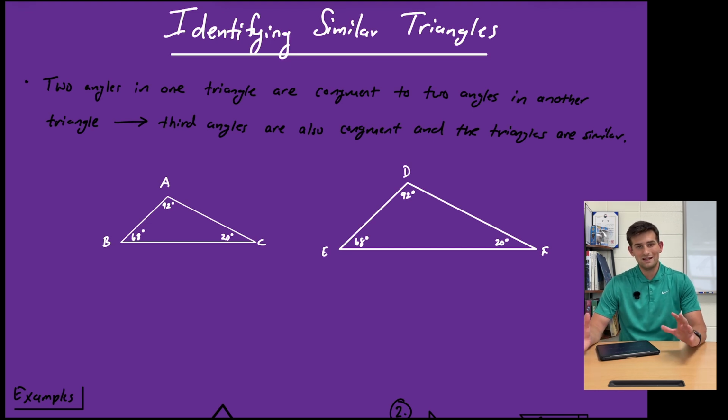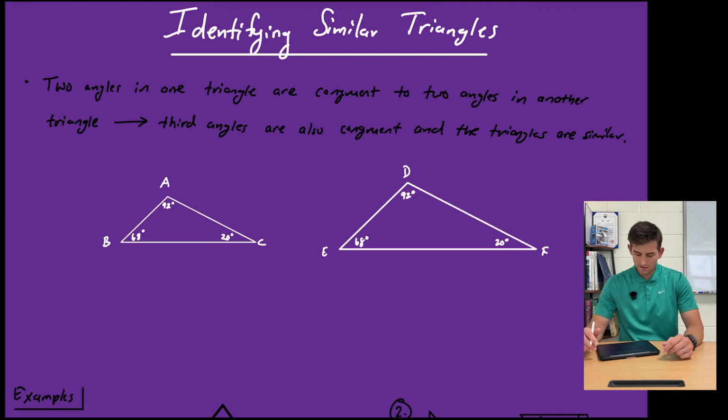Because remember, the three angles inside of a triangle, the interior angles, add up, or their sum is 180 degrees. So if we have three angles total and two of them in each of our triangles are the same, then that means the third angle in each triangle must also have the same measure. And now we have two triangles that have the same three angles, therefore they would be similar.